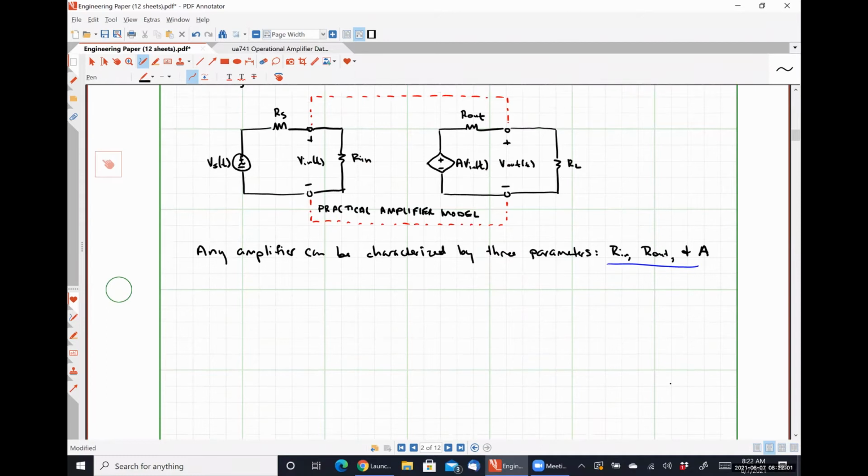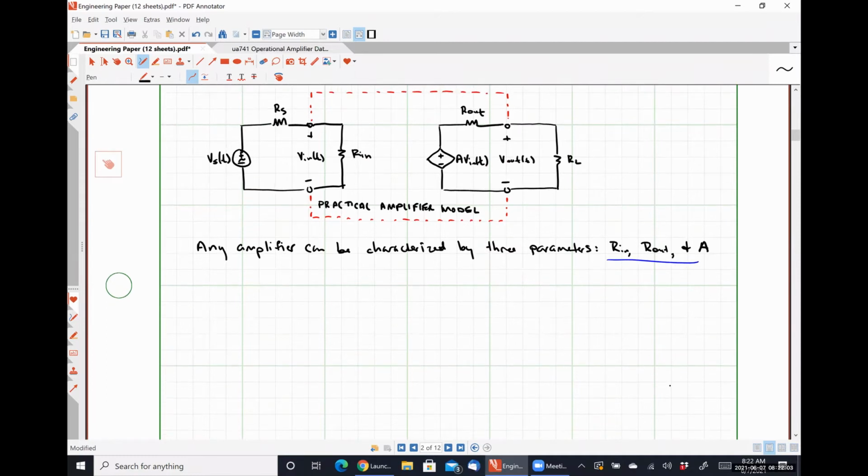All right, so we need to ever so slightly modify our practical amplifier model to accommodate op-amps. And the reason for this is because an op-amp is what's known as a differential amplifier, in as much as it has 2 input signals. And so we have to be able to accommodate that, okay?